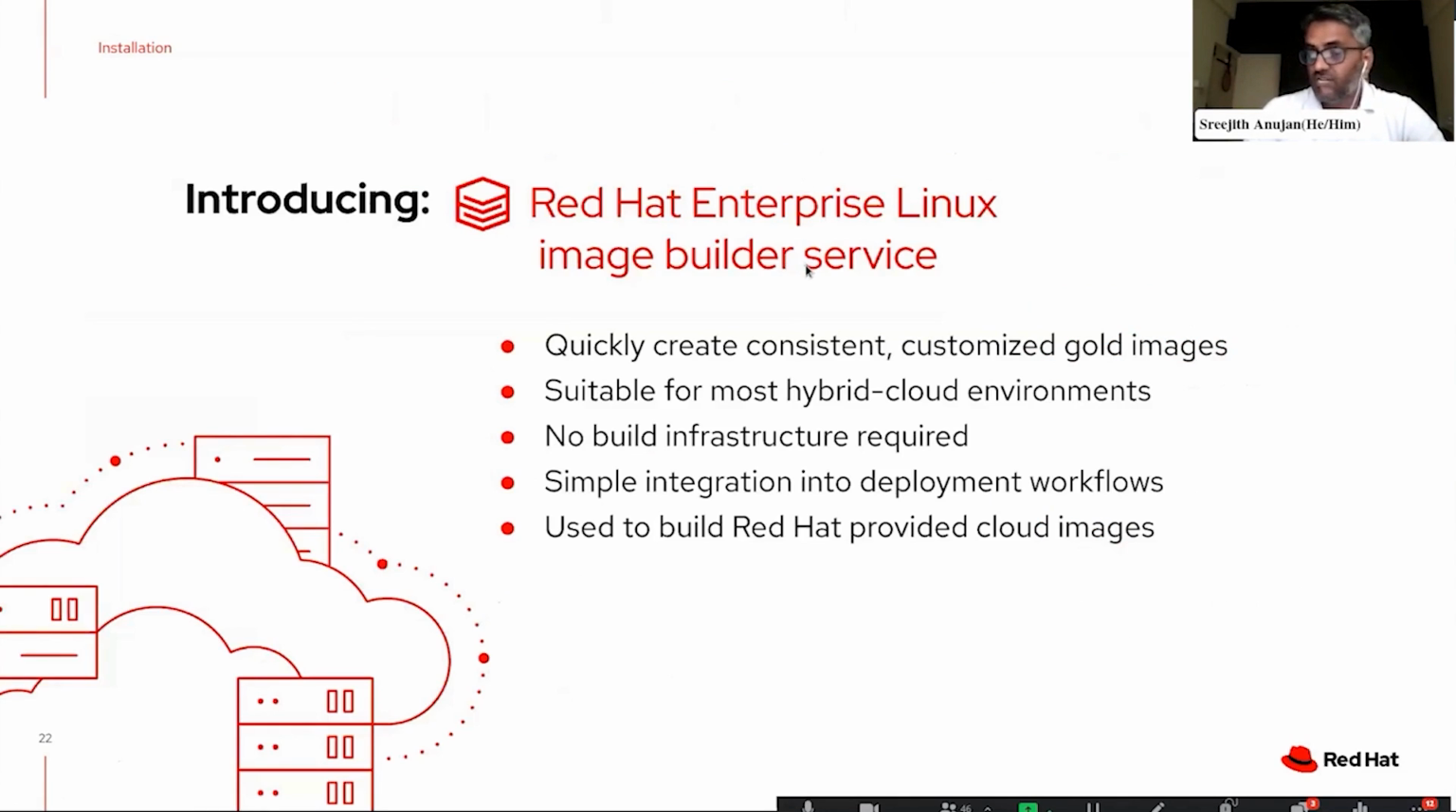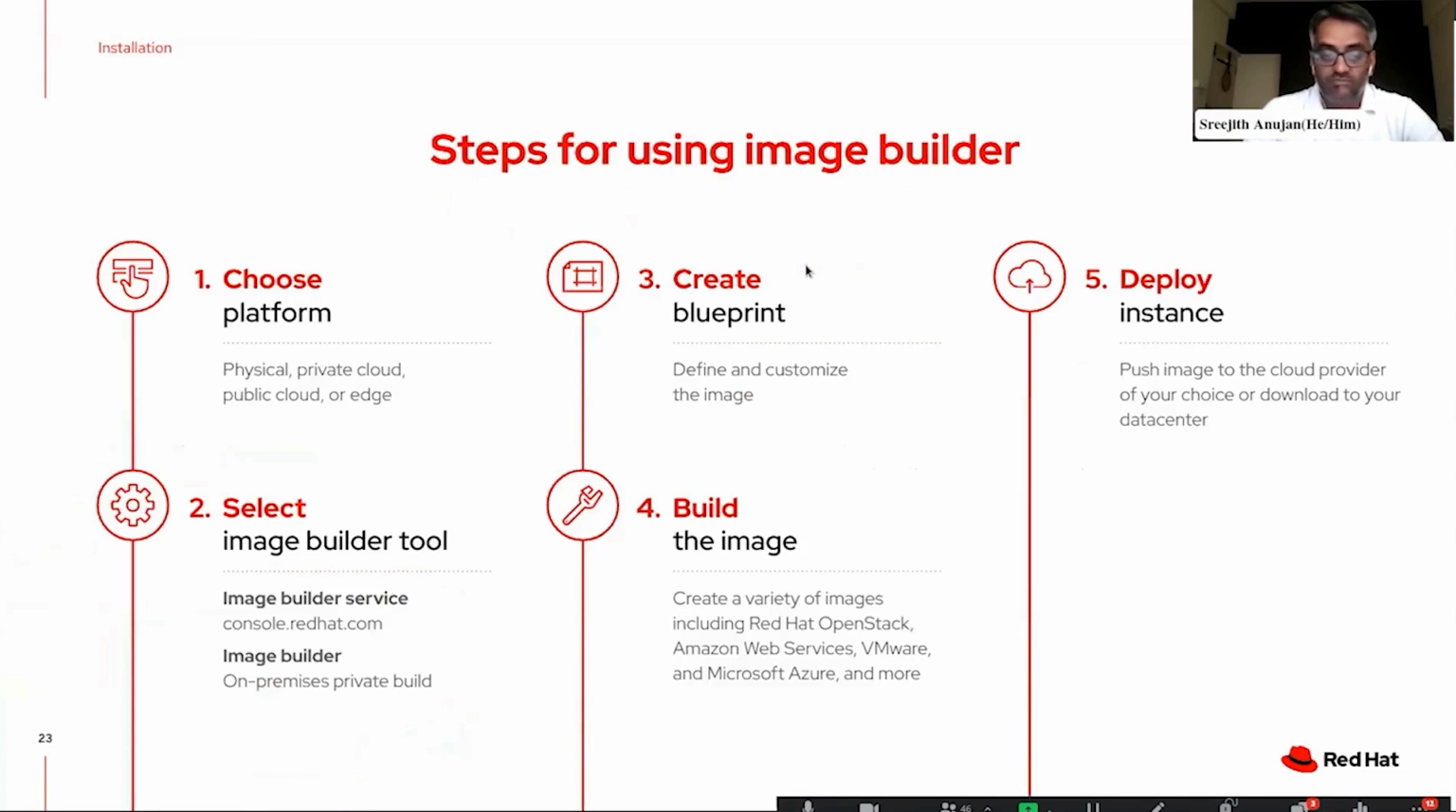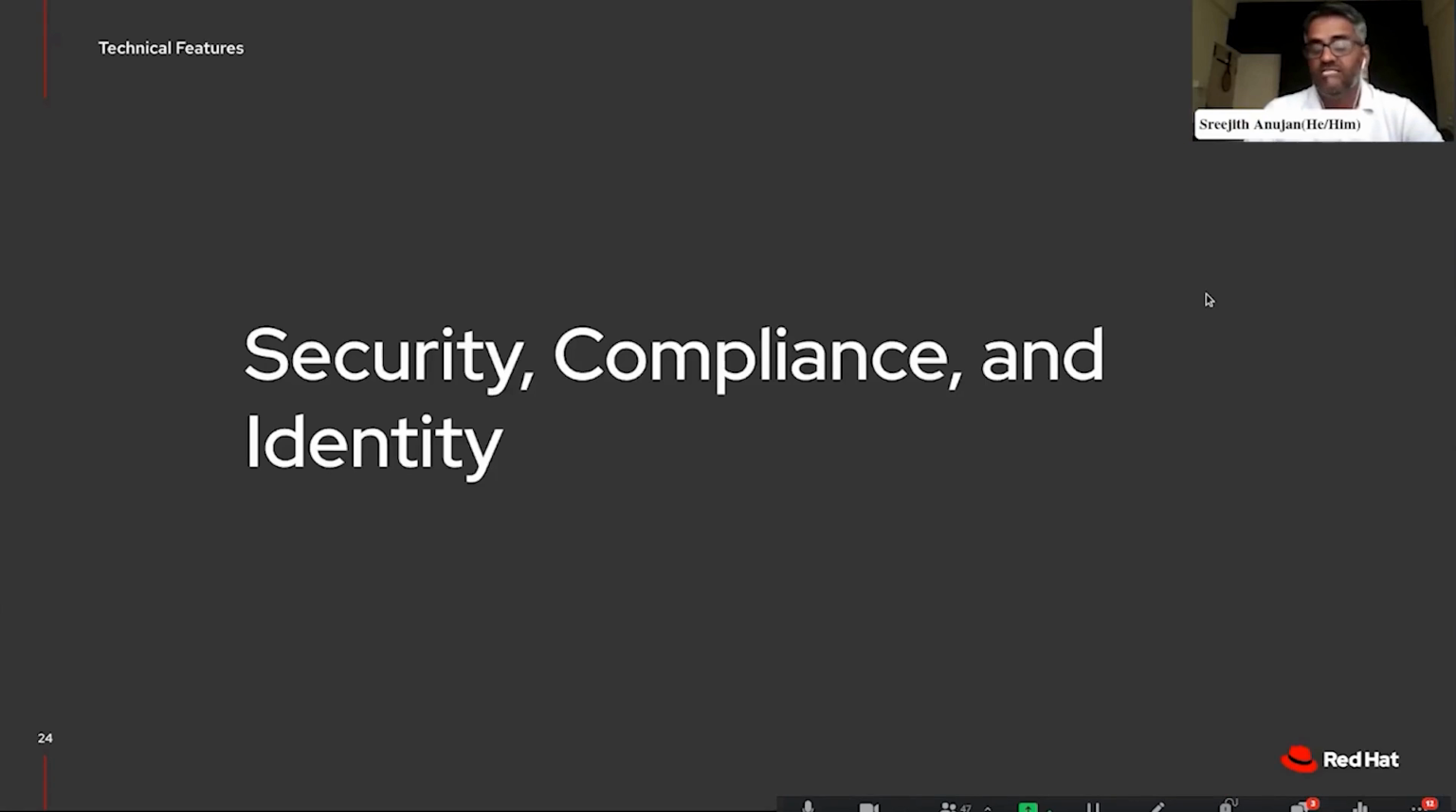So I just showed you the image builder service with RHEL. It's very easy to build. You choose platform, choose a builder tool, blueprint, build the image, and deploy the instance. It's a 5-step process, which you can very easily do.